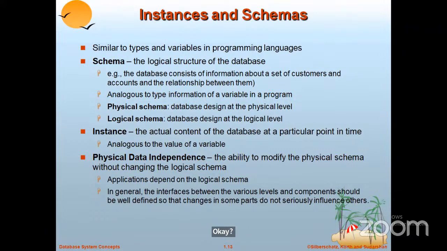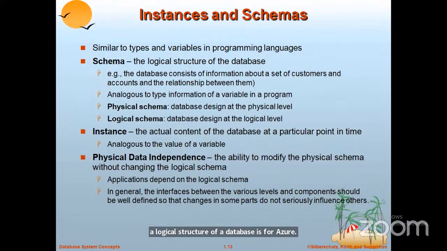Next, instance. Instance is nothing but the actual content of a database at a particular point in time. Let me explain it easily. Instance is nothing but the information which is stored at a particular moment of time. What is the difference between schema and instance? Coming to schema, a logical structure of a database is called a schema.